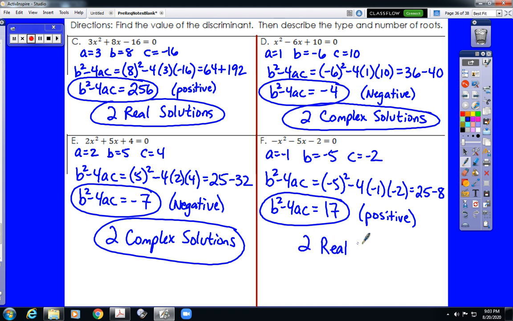has two real solutions. Our next video will cover how to use the quadratic formula to fully solve a quadratic.